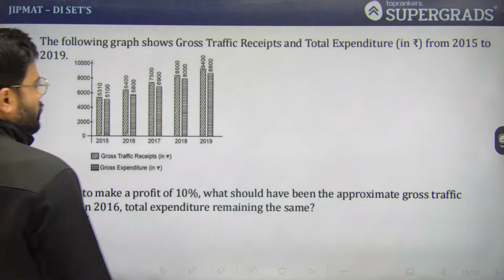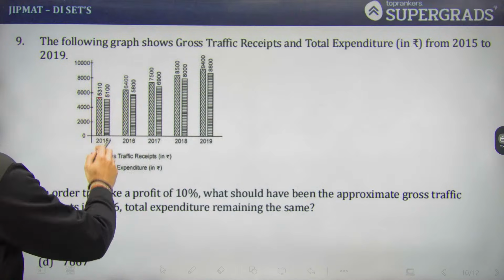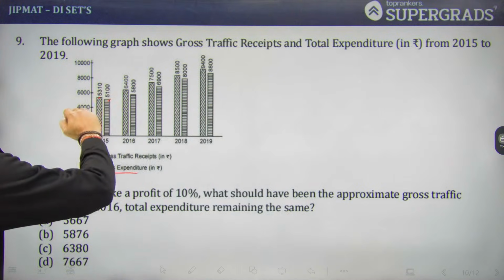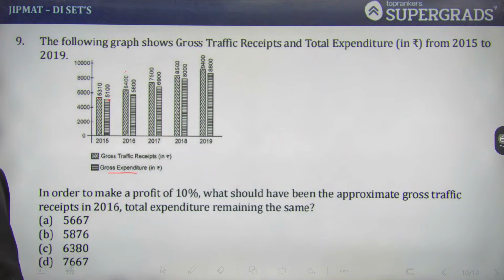The following graph shows gross traffic receipt and total expenditure from 2015 to 2019. The gross traffic receipt is this, and this is gross expenditure is this. Then traffic receipt expenditure, and so on and so forth. In order to make a profit of 10%, what should have been the approximate gross traffic receipt in 2016, the total expenditure remaining the same?